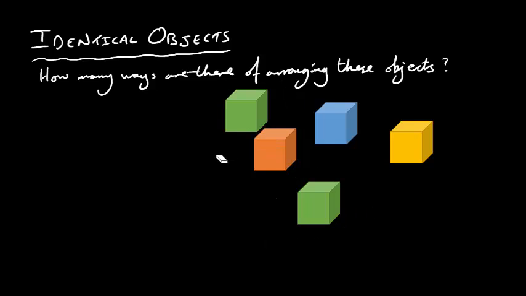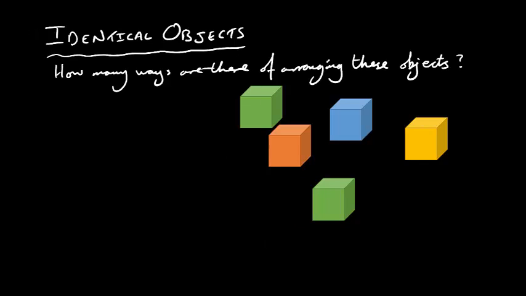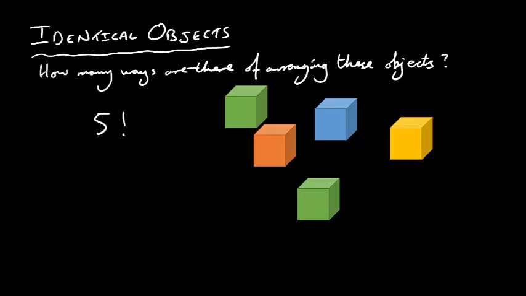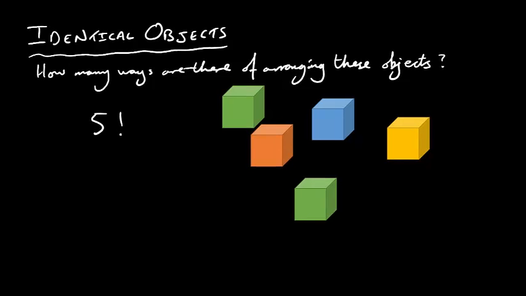So how many ways are there of arranging those 5 cubes? Well, you're happy then that I've still got 5 cubes. So the number of arrangements that I could have is still 5 factorial. We've still got 5 times 4 times 3 times 2 times 1. That's still the number of arrangements that I can have.